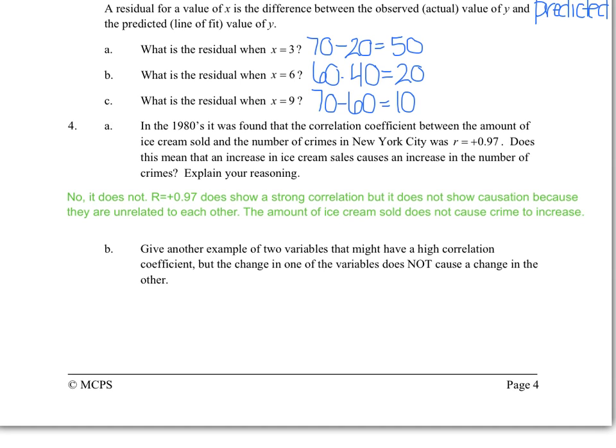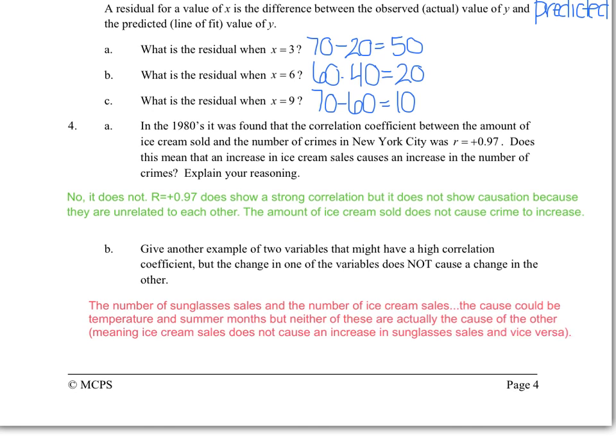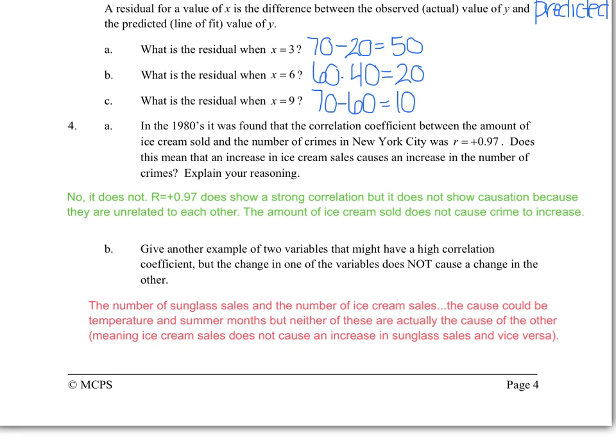For part B, it says, give another example of two variables that might have a high correlation coefficient, but the change in one of the variables does not cause a change in the other. There are many examples that you can come up with. So I'm just going to come up with one, which is the following. The number of sunglass sales and the number of ice cream sales could be an example.